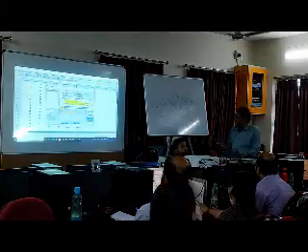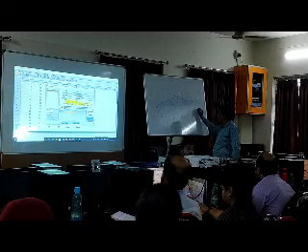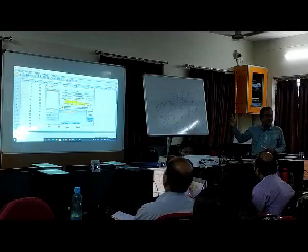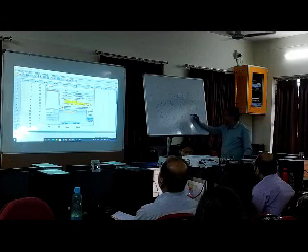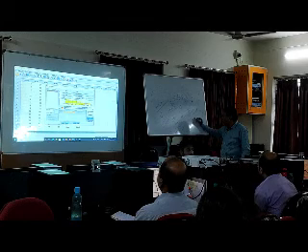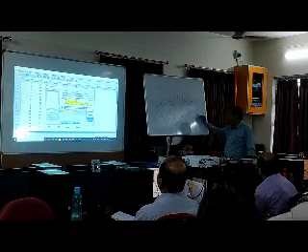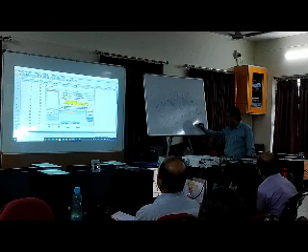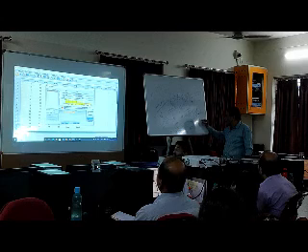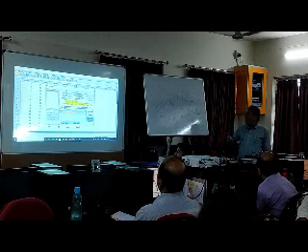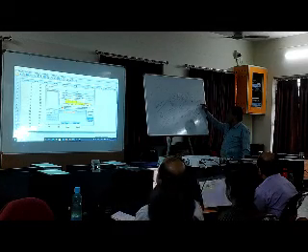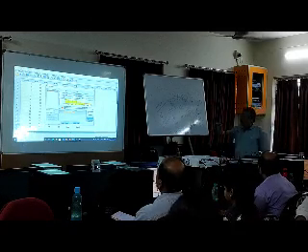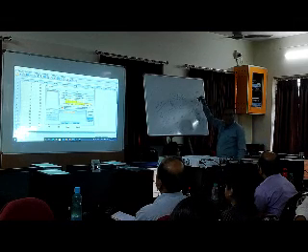Now, in statistics there is one concept called class interval, and one concept called class boundary. Class interval is discrete, class boundary is continuous. Discrete means there is a gap, continuous means no gap. Example: 10 to 19, 20 to 29 is class interval, because there is a gap between 19 and 20. And 10 to 20, 20 to 30 is class boundary, continuous.